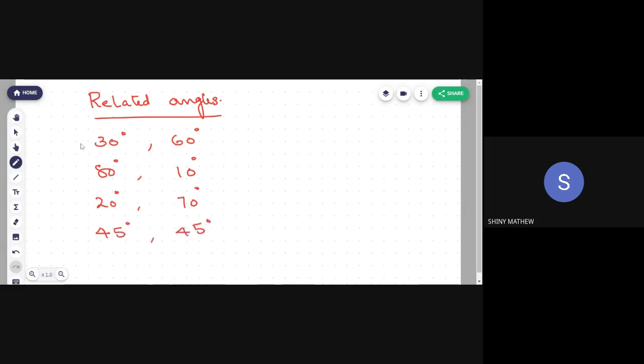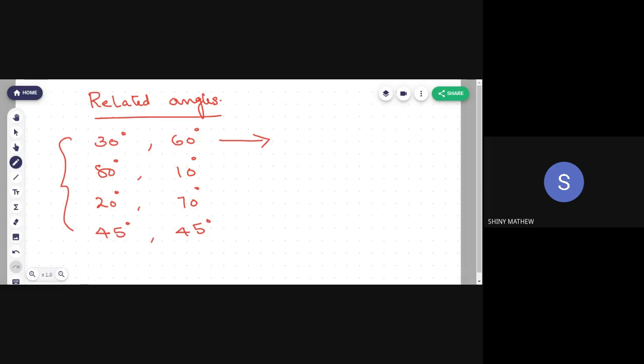Okay, here I am writing these types of related angles. These two angles 30 and 60, and another pair of angles 80 and 10. The next one 20 and 70, then 45 and 45. Don't write at this time. Write in your notebook only when I tell you to. Before writing in the notebook, remember all these. Keep everything in your mind. So listen and study. After that we can copy it to our notebook.